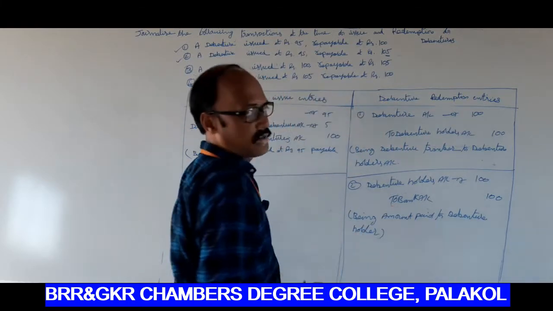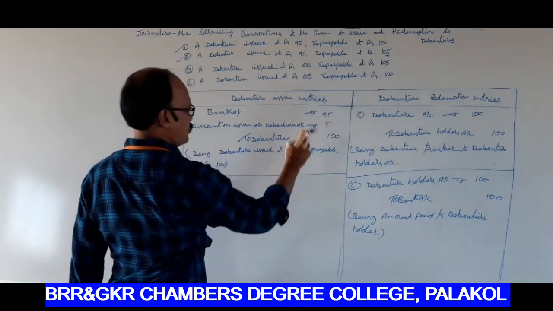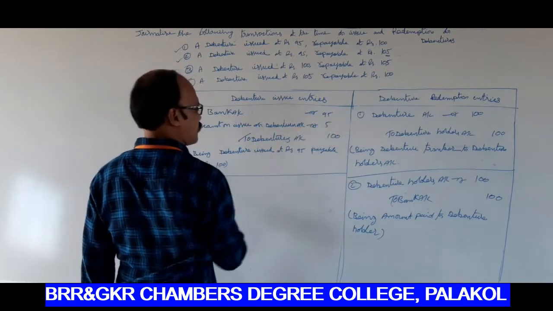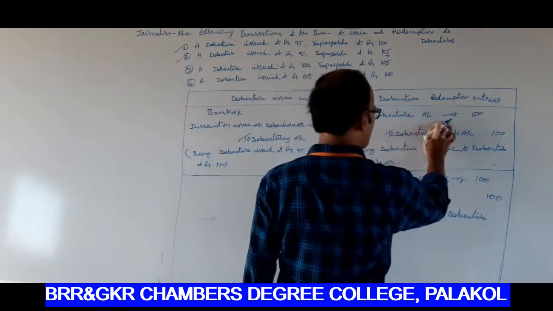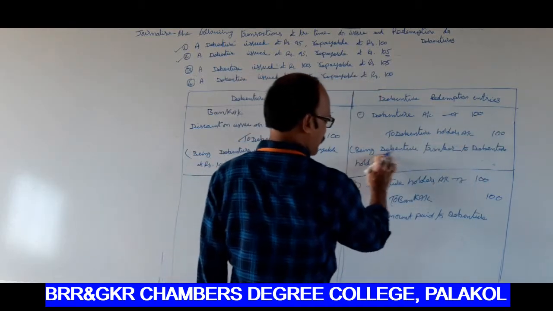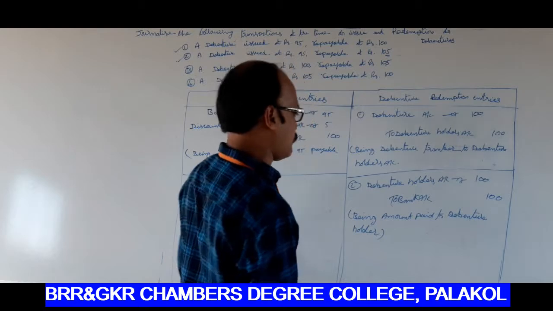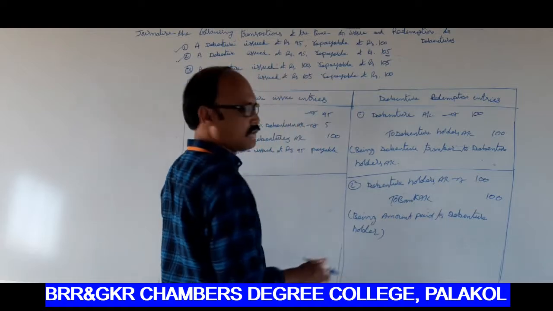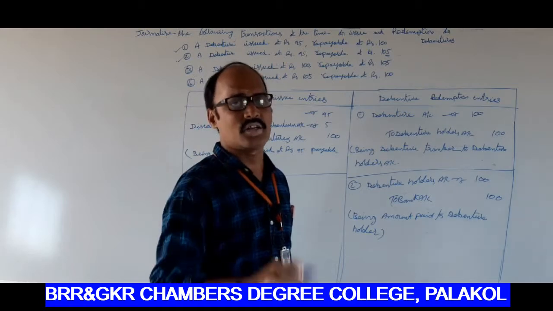Okay, at the time of issue, a debenture issued at 95. So bank account debit 95, discount on issue of debentures account debit 5, to debentures account 100. At the time of redemption, debentures account debit 100, to debenture holders 100, being debentures transferred to debenture holders. Next one, amount paid to the debenture holder. Debenture holders account debit to bank account 100, being amount paid to debenture holder. This is the journal entry for the first transaction.